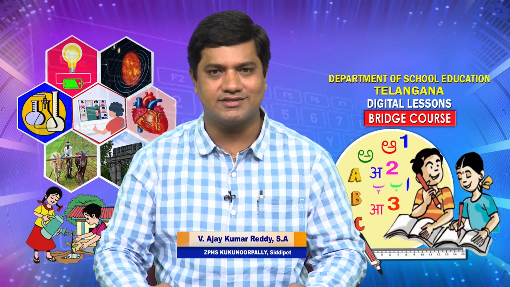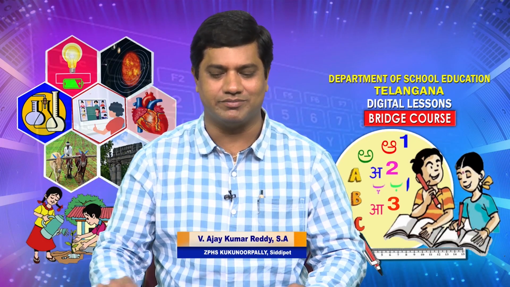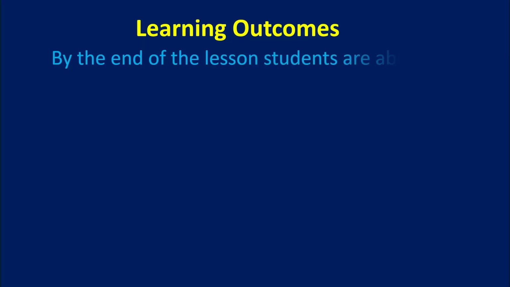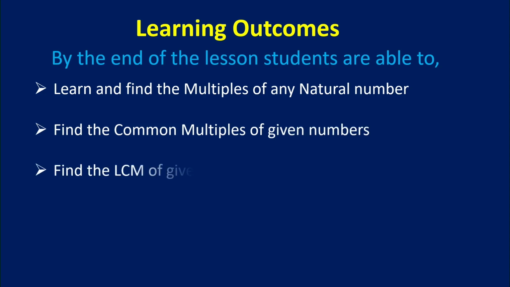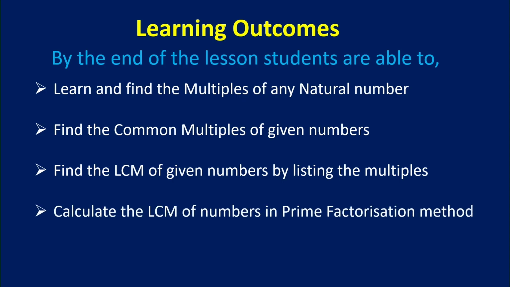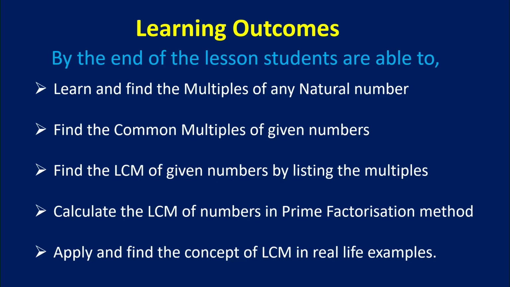Today our topic is multiples and LCM. Learning outcomes: by the end of this lesson, students are able to learn and find the multiples of any natural number, find the common multiples of given numbers, and calculate the multiples of given numbers and obtain LCM from those multiples. They can calculate LCM in different methods like prime factorization method and division method. We can use these multiples and LCM concept in our daily life situations.